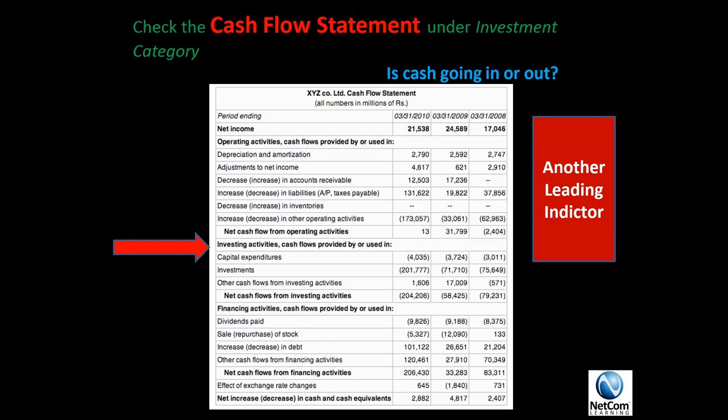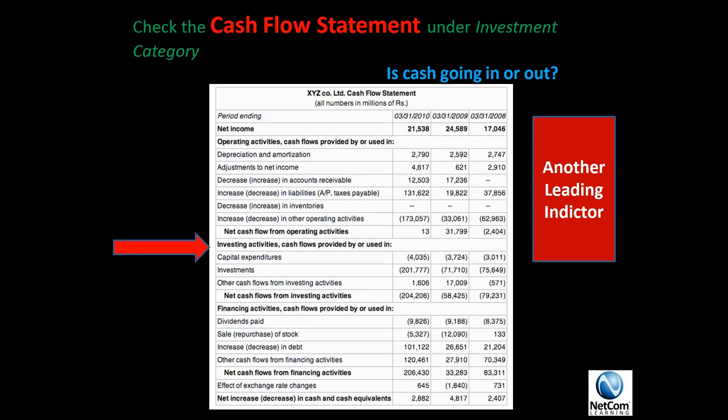Another leading indicator can be found in the cash flow statement, representing the quote-unquote corporate checkbook of the company. The cash flow statement has 3 categories. It has cash coming in and out under operating activities, under investment activities, and finally under financing activities. If we see a company having cash come in under the investment category, that means they are selling off assets, and more than likely they are in retrenchment mode. If you see cash leaving the cash flow statement under the investment category, that company is positioning itself for growth, and this is a leading indicator.